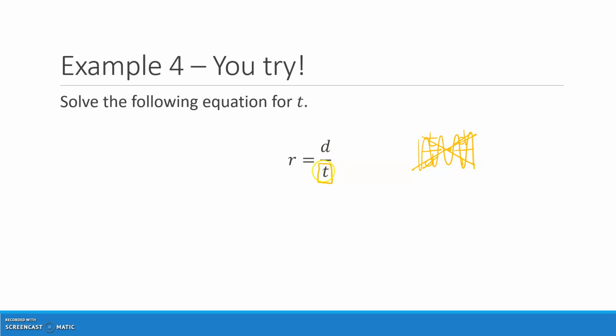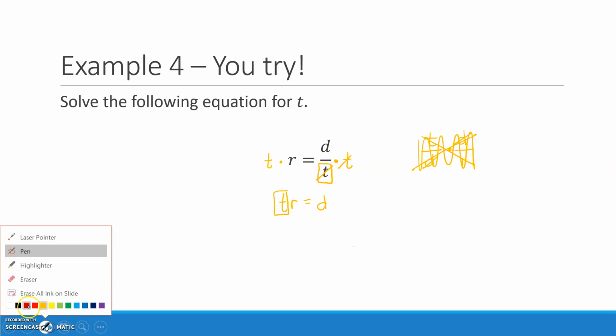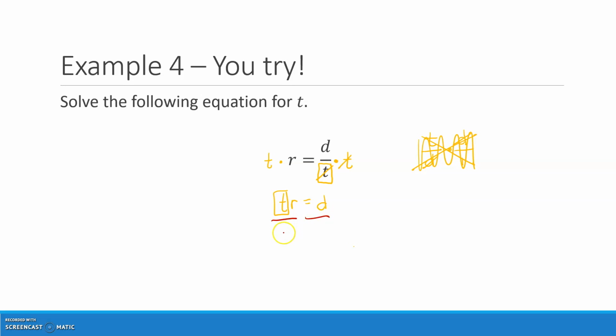Instead, what we have to say is, when the variable's in the denominator, we first have to get it out of the denominator. So I'm going to multiply by t, and that's going to cancel out those t's, and it's going to move it to this side. tr equals d. I'm still trying to get t by itself, so now I'm going to divide by r. Those r's cancel, and I get t equals d over r. And that's it.